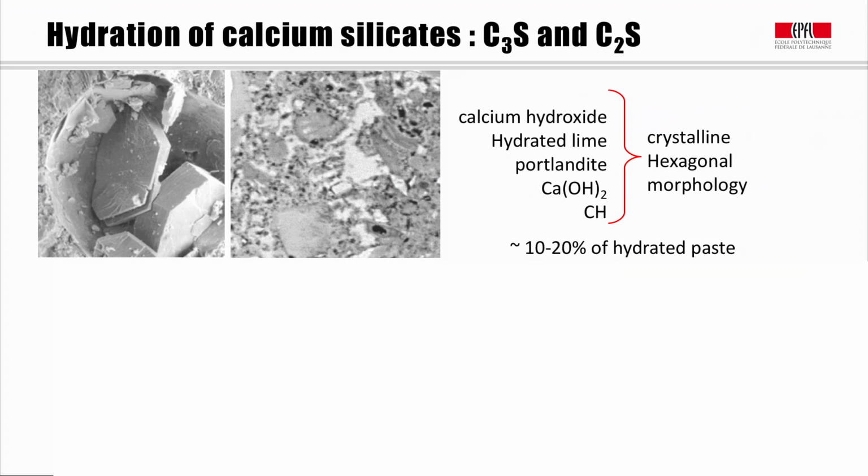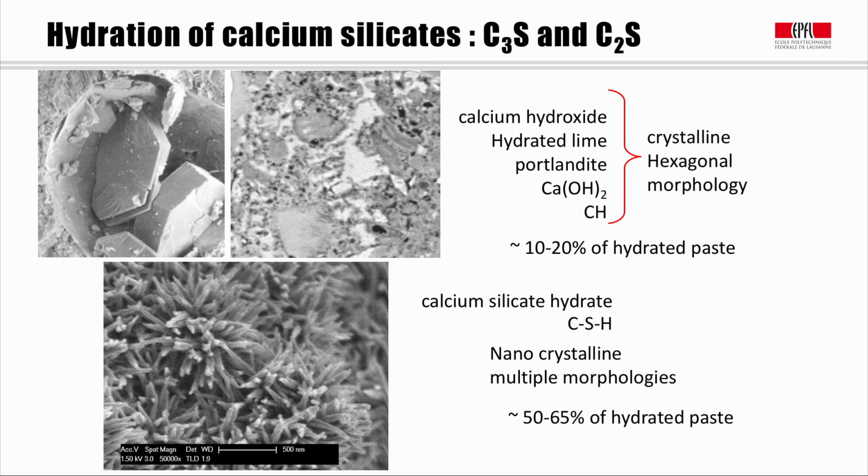Just as a reminder, what we saw in the overview was that when the calcium silicate phases hydrate, that's to say C3S and C2S, we form two hydrates. We have calcium hydroxide, which has lots of different names, often referred to as Portlandite or as CH. And this forms about 10 to 20% of a hydrated paste.